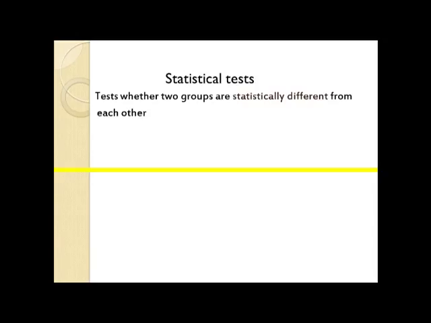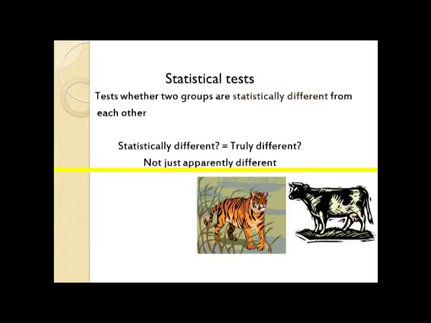So after application of the statistical test, as we have seen in the steps in hypothesis testing, we try to look at whether there is a difference which is statistically significant in the two groups. So now the question remains whether statistically different is equal to truly different and not just apparently different.